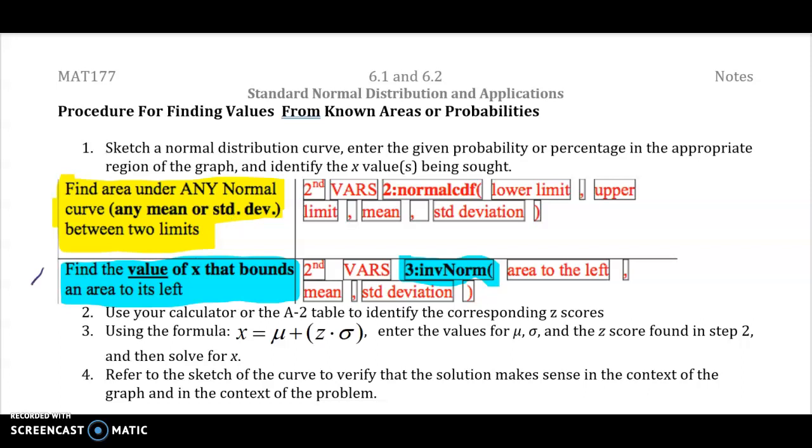I'm going to highly recommend using our technology to do this. While you see here, steps 2 and 3 say use your calculator or the A2 table to identify the corresponding z-scores, we're going to use our calculator. What that means is step 3, unless you're asked specifically to convert from a z-score to an x-value or vice versa, you can skip step 3 because we're going to focus on using the technology and save some time. And it says, refer to your sketch to verify that our solution makes sense in the context of the graph and in the context of the problem. So we're going to draw a picture, use our calculator, check our answer.